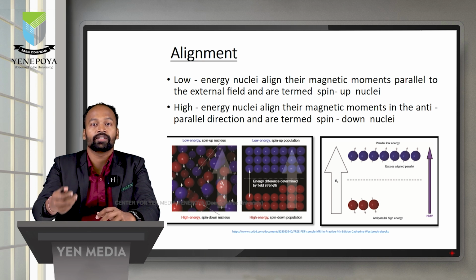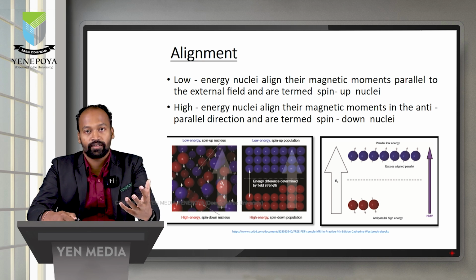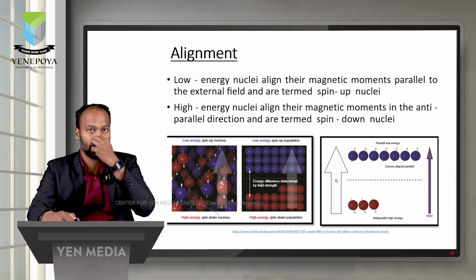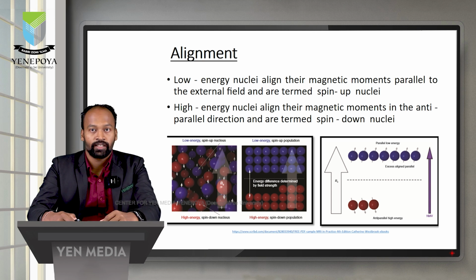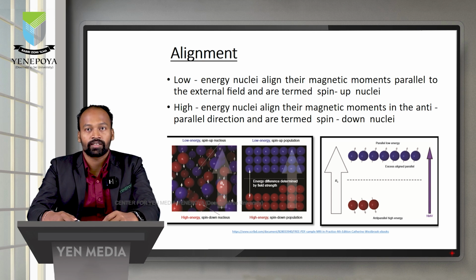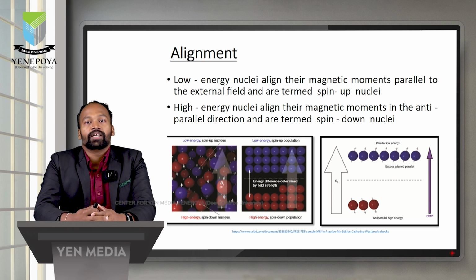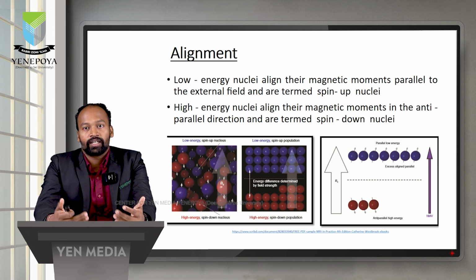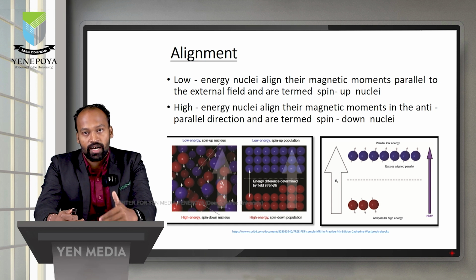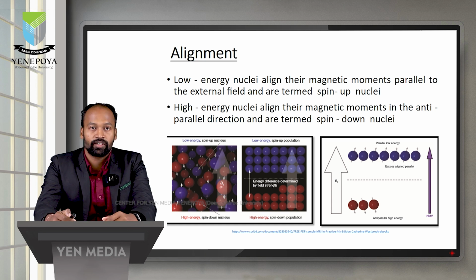So, it will be showing as antiparallel to the magnetic field, termed the spin down nuclei. In the picture we can see the parallel, low energy nuclei are greater in amount, and the high energy nuclei, which are facing downwards, are fewer in number.